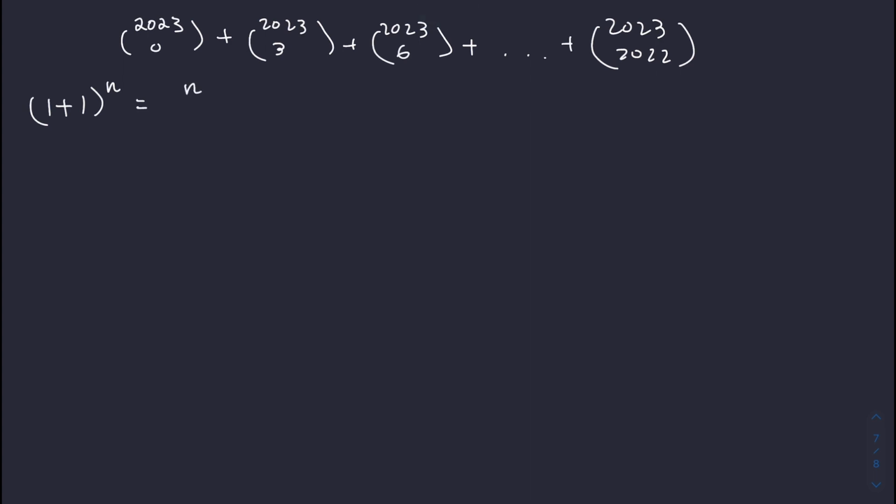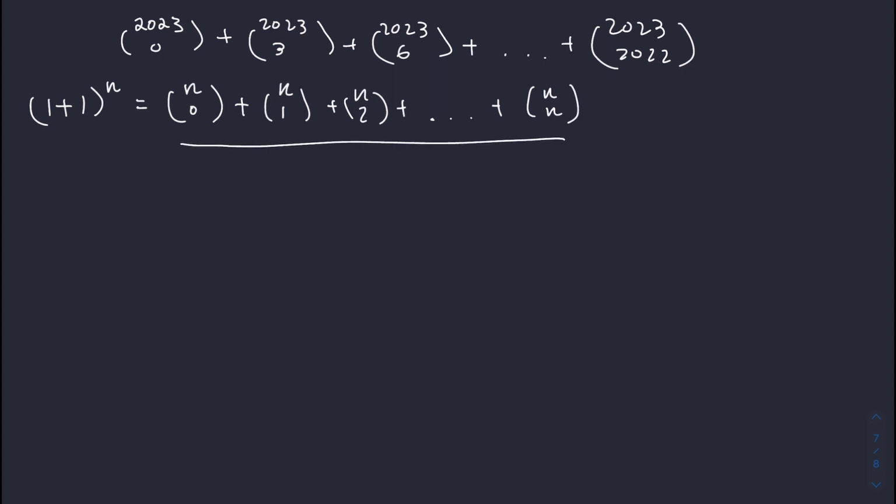n choose 0 times 1 to the n times 1 to the 0. But I'm not going to write these 1 terms because 1 to any power is just going to be 1. So to save some space, I'm not going to write those. Now if we continue on, we'll get n choose 1 plus n choose 2, and so on. This is just a simple application of binomial theorem to show the sum. See here, this is a row of Pascal's triangle, the nth row to be specific. And if you were to sum up each element, that would simply be 2 to the n.